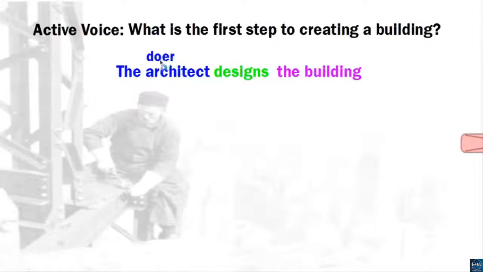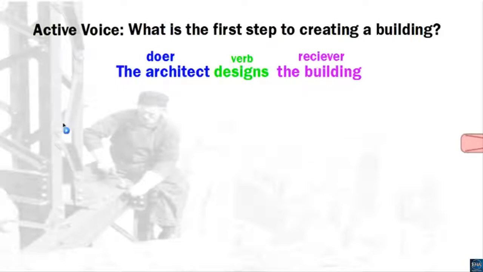Because the architect is the person or the thing in the sentence doing the verb, and designs is my verb. So we call the architect the doer. It's doing the verb. And the building, well, the building is receiving this action. It's receiving the verb from the architect. So we call this the receiver, right? And that's the active voice. When I use the doer, the verb, and then the receiver.